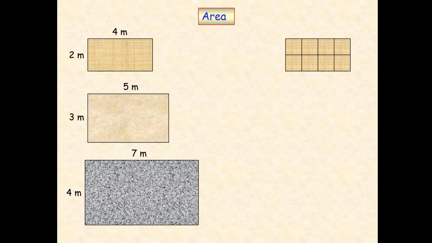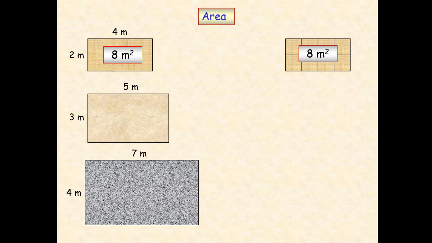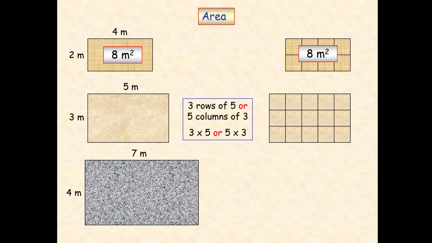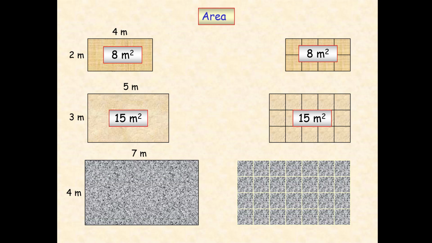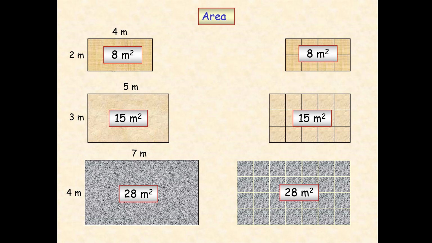So what is the area of this shape? 2 rows of 4 or 4 columns of 2. In other words, 8 square meters. 3 rows of 5 or 5 columns of 3. In other words, 15 square meters. And the last one, 4 rows of 7, which will then be 28 square meters.